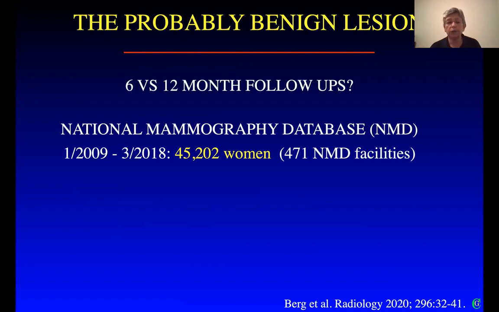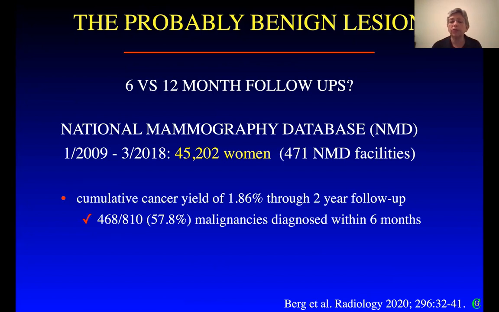publication in Radiology in May of 2020, where they looked at the National Mammography Database, where they're collecting data from 471 facilities in the United States. In other words, it's academic practices, it's private practices. It is many radiologists looking at thousands of mammograms and using this BI-RADS category. And between 2009 and 2018, they identified 45,202 women that were assigned into the probably benign category. And they go on to describe a cumulative cancer yield of 1.86 through 2 years of follow-up. And 468 of the 810 malignancies, close to 60% of the malignancies, were diagnosed within 6 months.